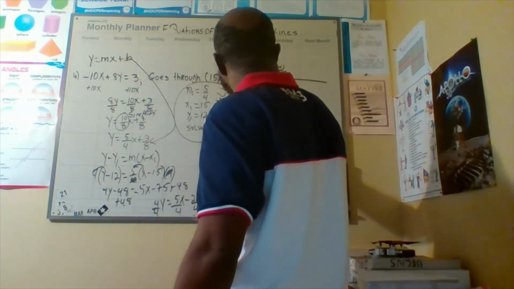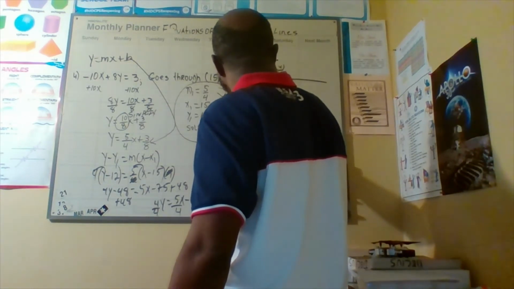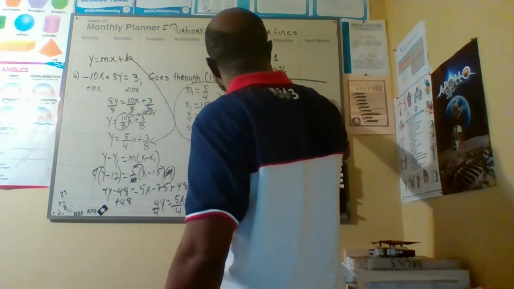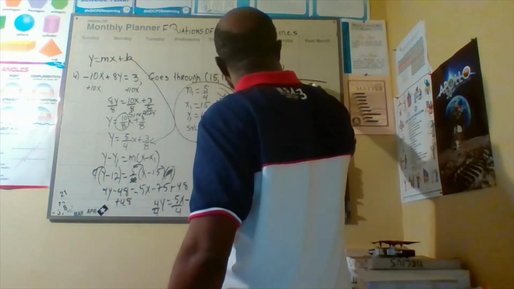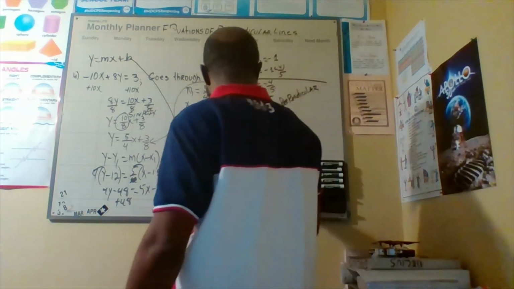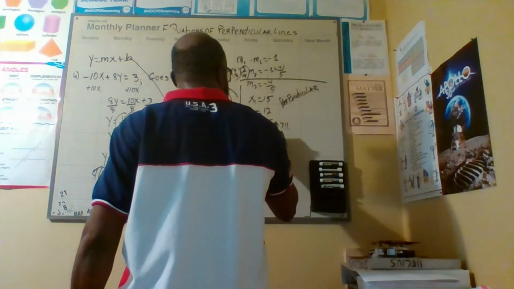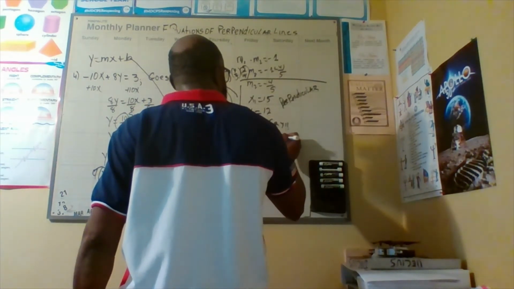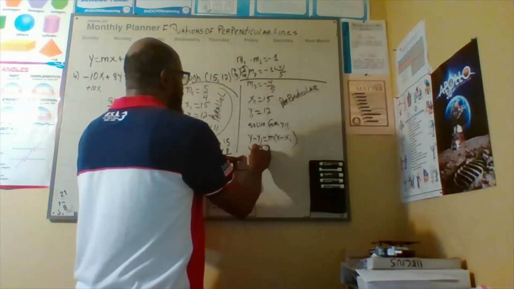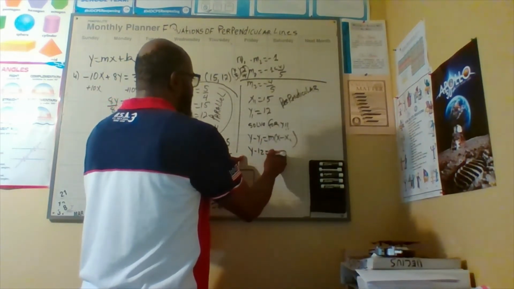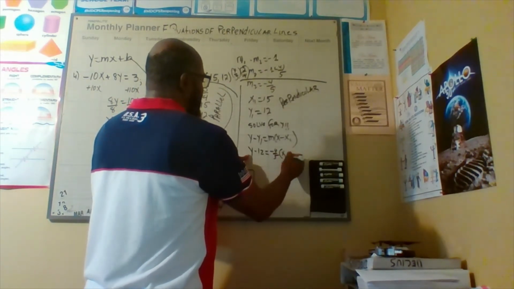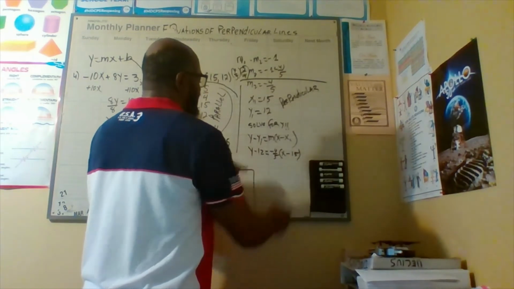And you're going to use the point-slope form, y minus y1 is equal to m times x minus x1. Then you will have y minus 12 is equal to negative 4/5 times x minus 15. Once again, if you don't have a problem with fractions, that will be an easy distribution. That will give you negative 4/5 x, and that will give you plus 12.